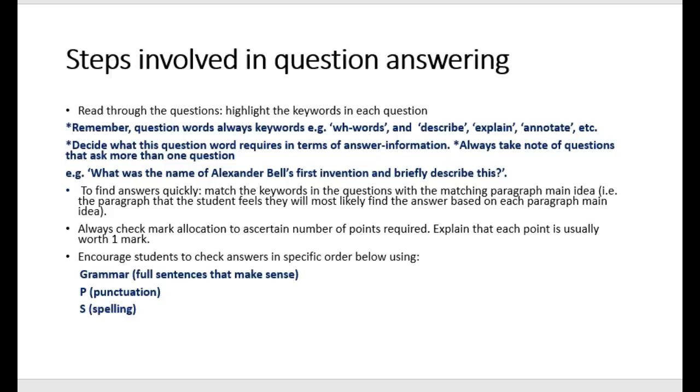It's called GPS. Read over your answer and check first the G, which is the grammar. And what I mean by this is look that you've written in a full sentence and that the sentence makes sense. Read over it again and check for P, which is your punctuation. And lastly, read over it a last time and look for S, which is your spelling. And GPS is something that all the students remember because it's nice and easy for them.